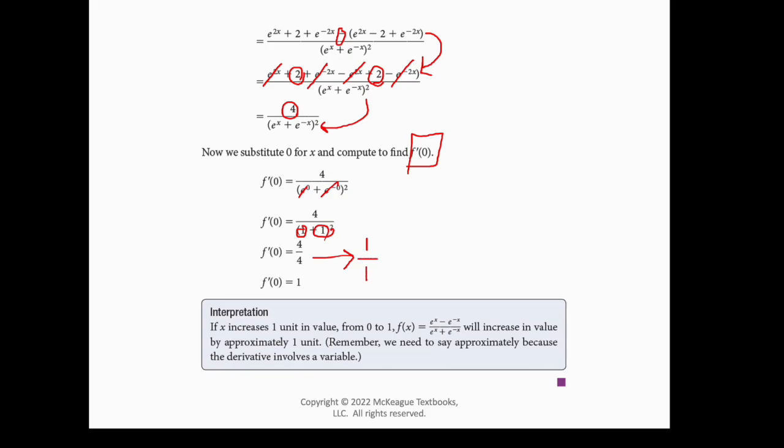And remember, when we're talking about the slope or the rate of change, the change in x is on the bottom, and the change in y is on the top. So this means for every increase of 1, when we're sitting at x equals 0, we get an increase of the function by 1. Another way to look at it is the slope of the tangent line at x equals 0.